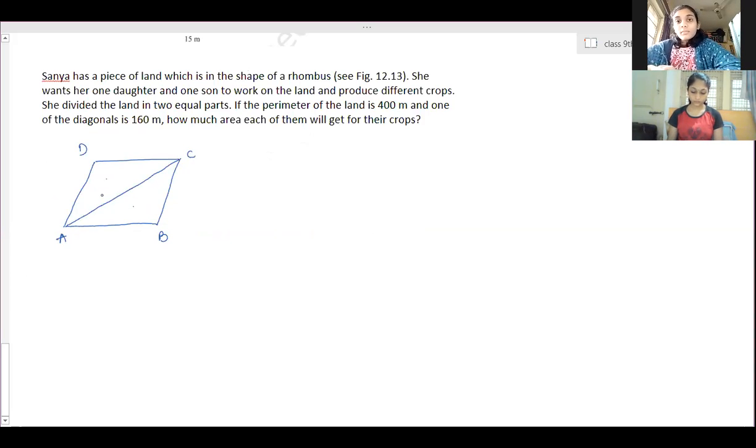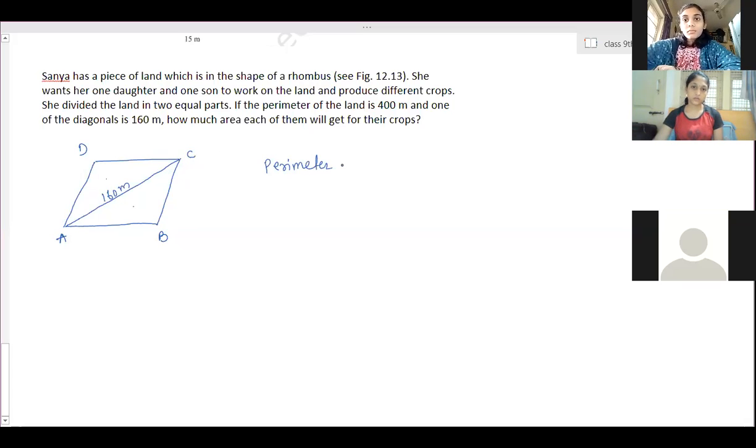Now one of the diagonals they have given is 160 meters, and the perimeter is 400. So what is each side? Perimeter is equal to 400 meters, so each side will be 100 meters, because in a rhombus all sides are equal. So 4a is equal to 400, therefore a is equal to 100. So all sides are 100 meters.